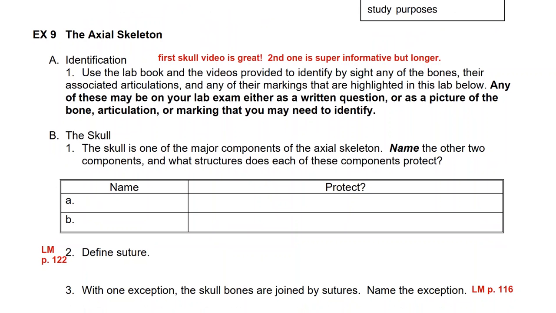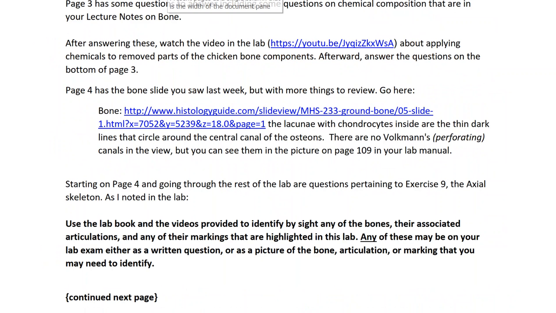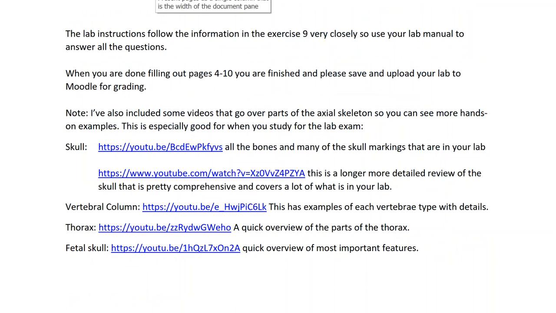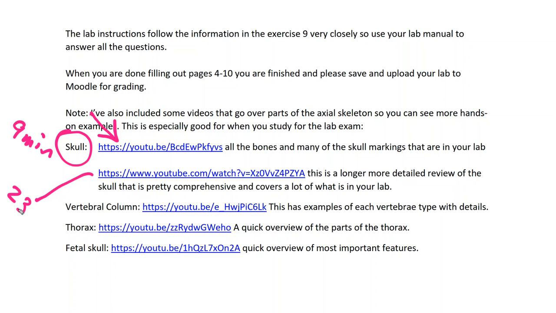And so I want to draw your attention to the 4 videos or 5 videos that are at the end of your online instructions. So just while we're here, the bone slide that we just looked at on histologyguide.com is this one right here. And then on the last page of your online instructions, there are these links to 5 videos. These are going to be incredibly helpful. The skull video, this first one right here, is like 9 minutes long. And then the second one is like 23 minutes long.